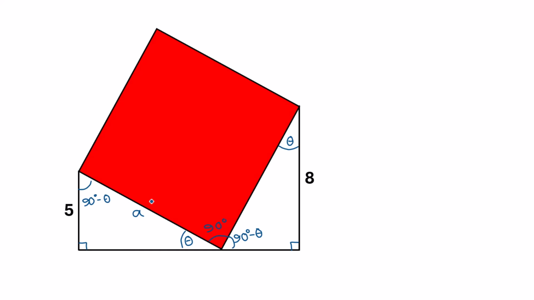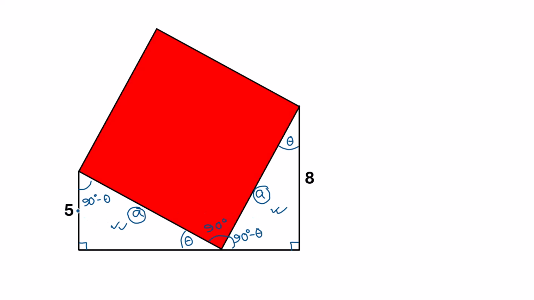So this length will be A, and this will also be A. As these two triangles have all similar angles, this 90 degrees minus theta, this 90 degrees minus theta, this theta and this theta, and both of these two triangles have an equal side length, this is A, so these two triangles are congruent.